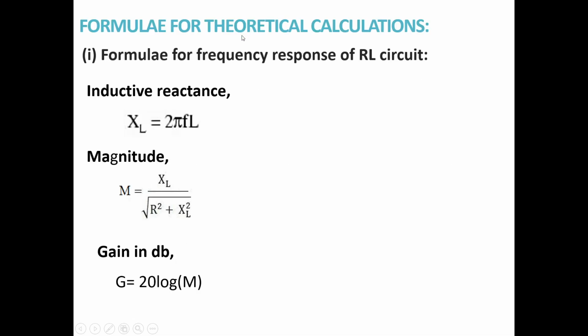Next, the formulae for theoretical calculations. Formulae for the frequency response of RL circuit. Inductive reactance XL equal to 2 pi FL. Magnitude formula is M equal to XL by root of R square plus XL square. Gain in decibels G is equal to 20 log base 10 M.